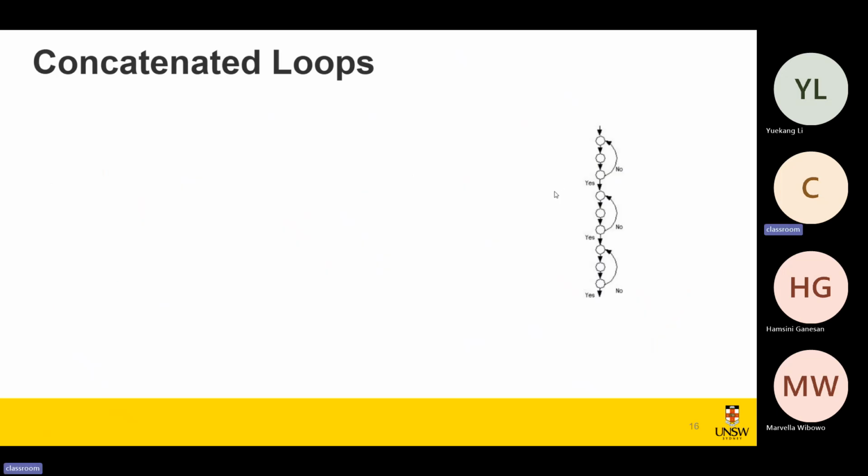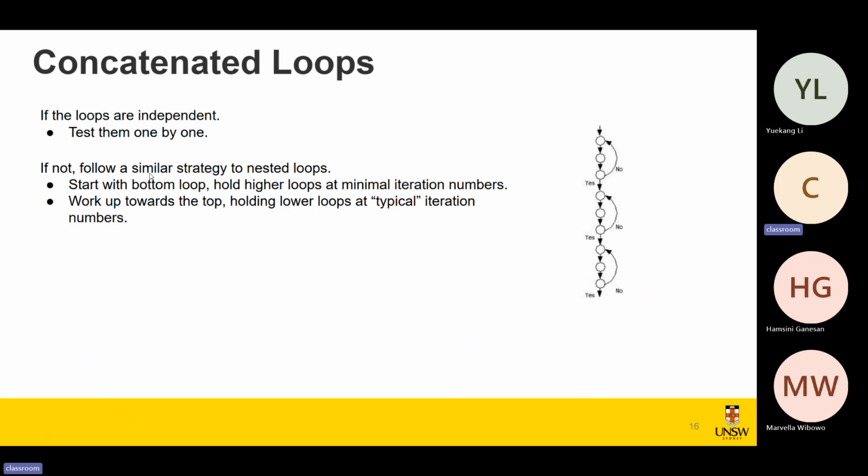And there is another case of concatenated loops. If the loops are independent, then it's very simple for us. We just test them one by one. And by independent, I mean that the loop condition is not affected by the other loops. However, if the loop condition of the second loop is affected by the code logic inside the first loop, then we can follow a strategy similar to how we deal with the nested loop.